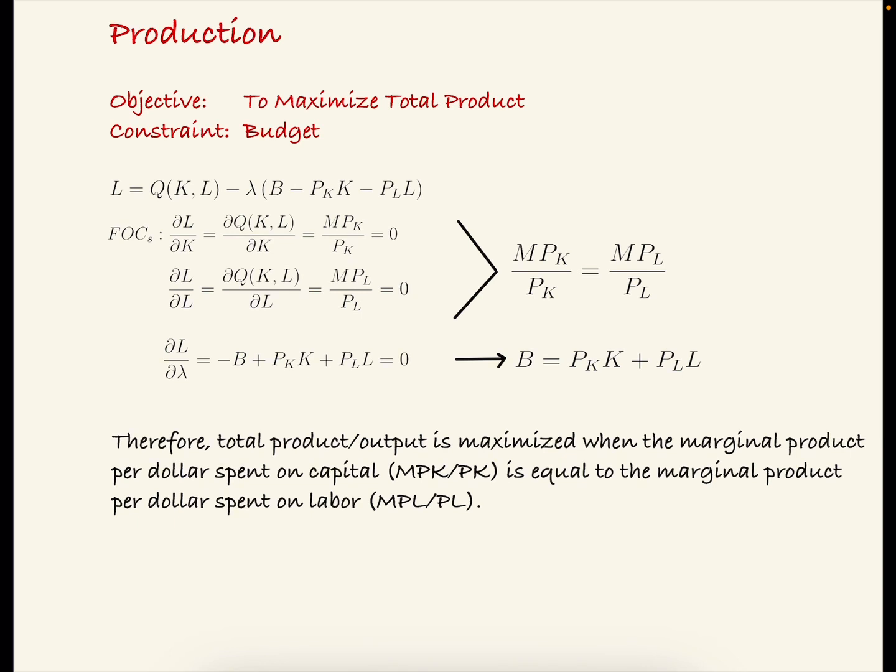Now we're going to talk about production again, but we're going to look at it mathematically. Remember that the objective of a producer is to maximize total product, but they must consider their constraint, which is their budget. We can see from the math below that the total product or output is maximized when the marginal product per dollar spent on capital, or MPK over PK, is equal to the marginal product per dollar spent on labor, or MPL over PL.